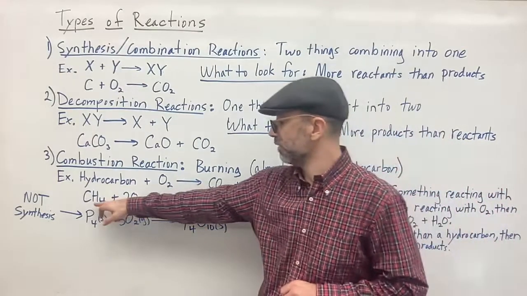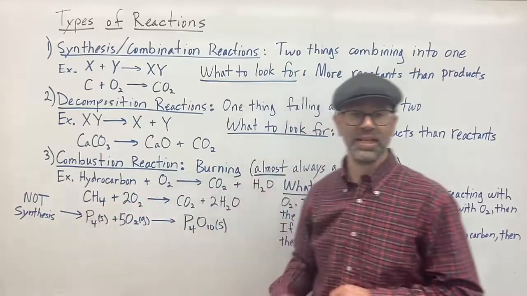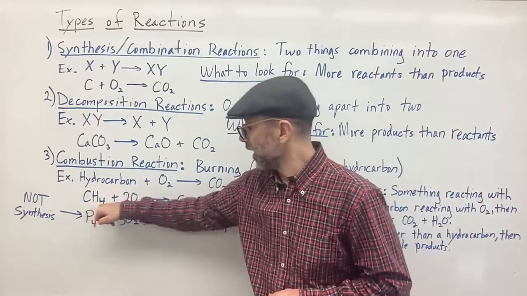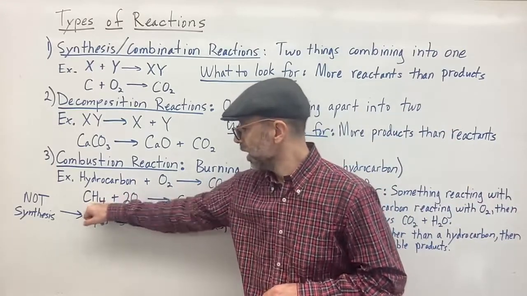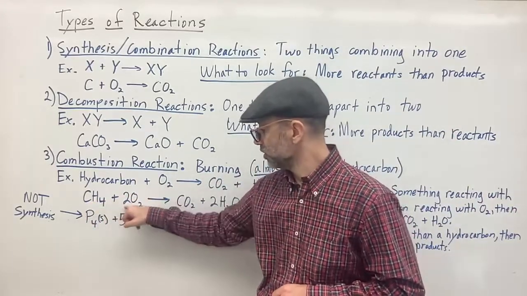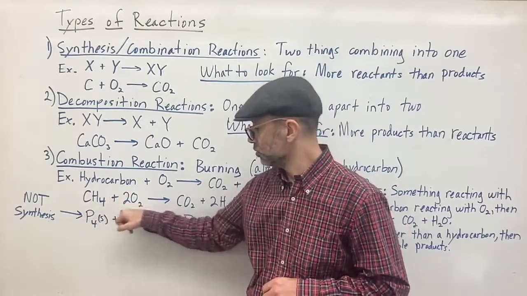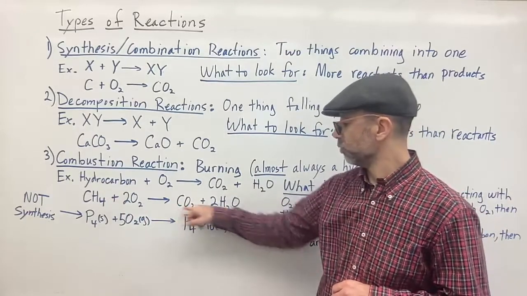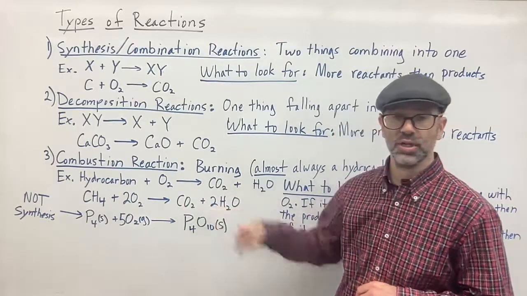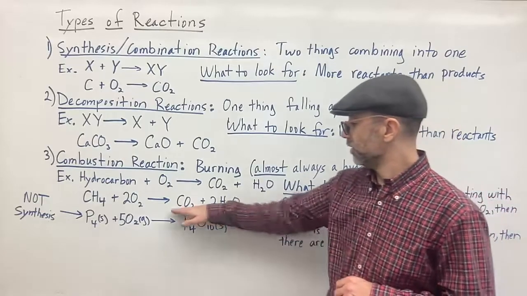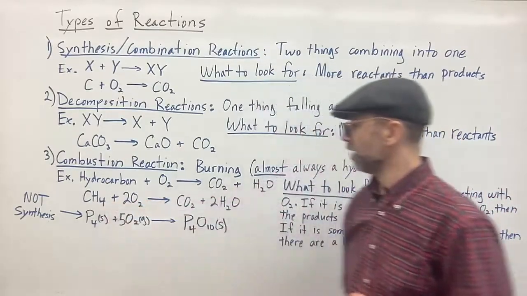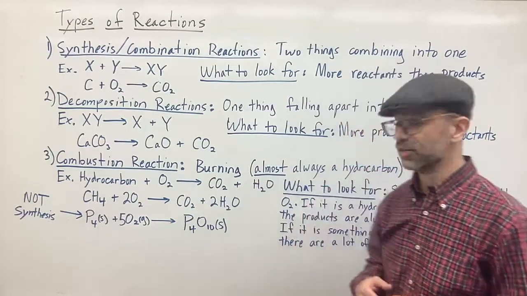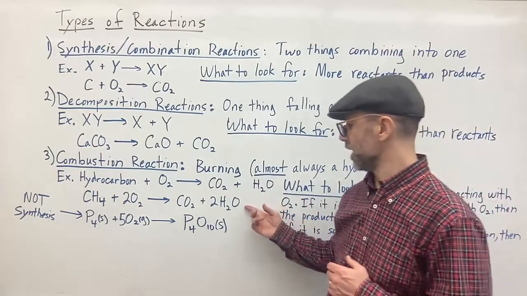So here's an example of a hydrocarbon, CH4. That's methane. So CH4, carbon and hydrogen, that's your hydrocarbon. That's going to burn in the presence of oxygen. So you notice we have a coefficient 2. And then here it's going to give us carbon dioxide and water. And we have a 2 coefficient in front of the water. So this is a good example of a hydrocarbon reacting in the presence of oxygen. And so this is a combustion reaction.